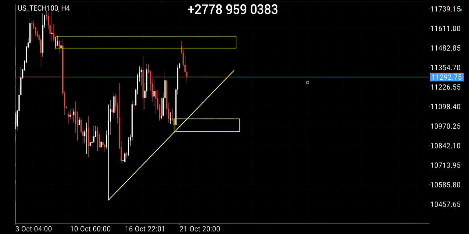So what you can do is wait for a pullback to this, and then hope that it will push up, but you need to get some confirmation there. So that's it, guys. That's all you can expect from this one.